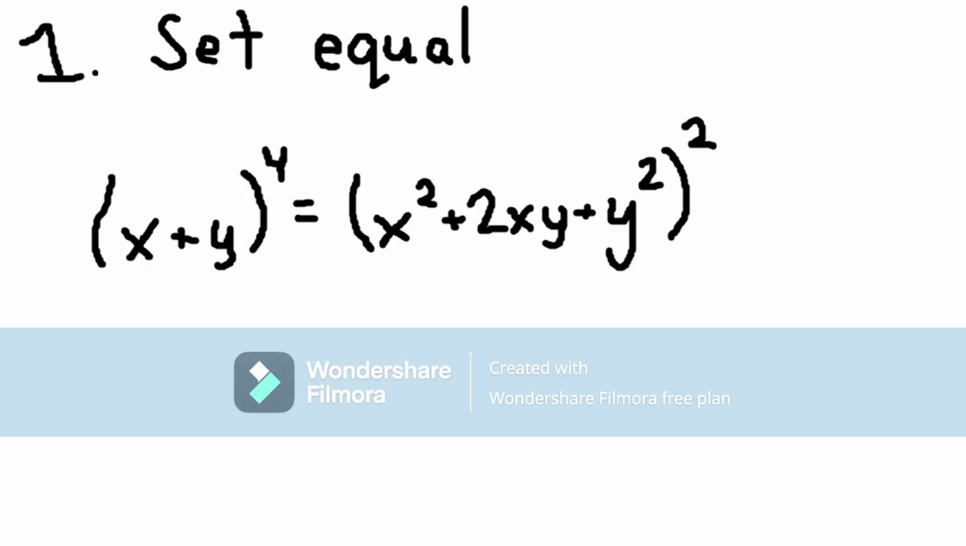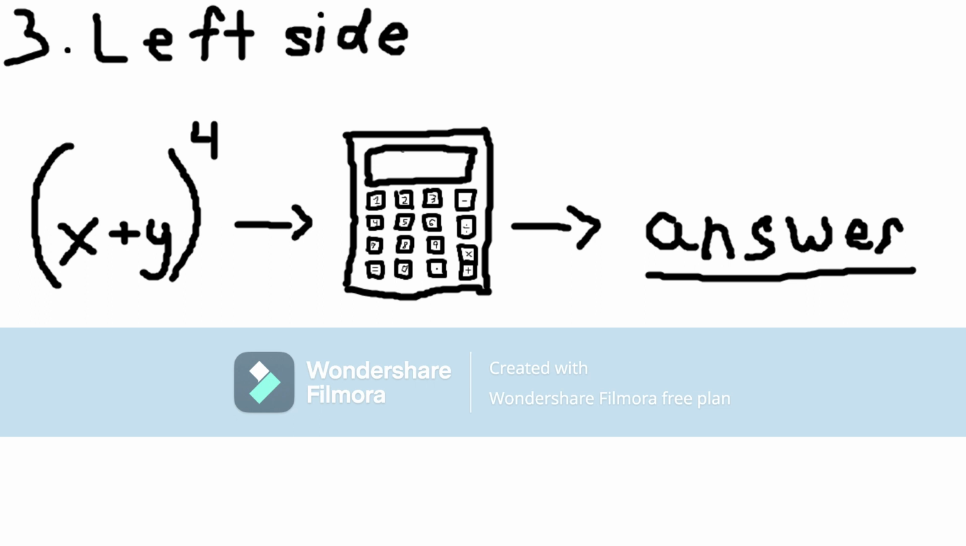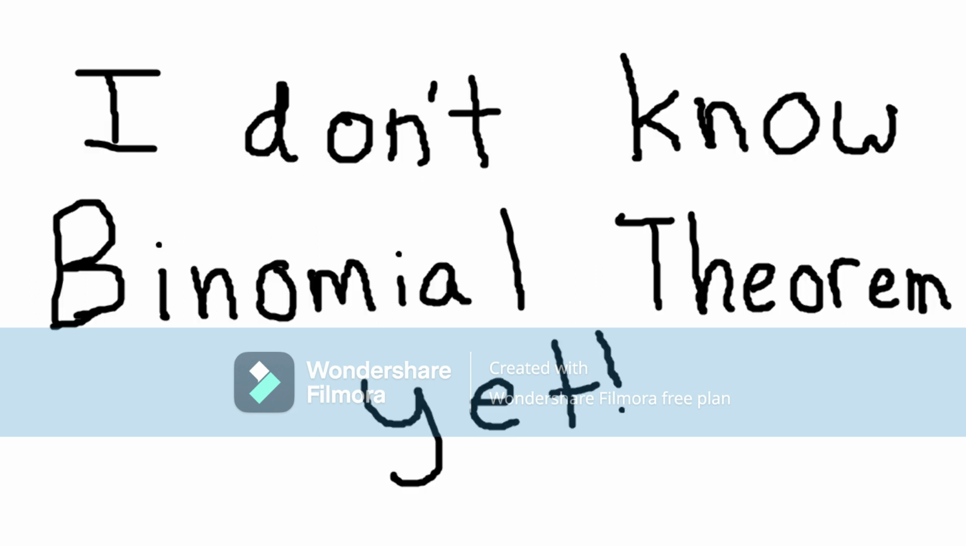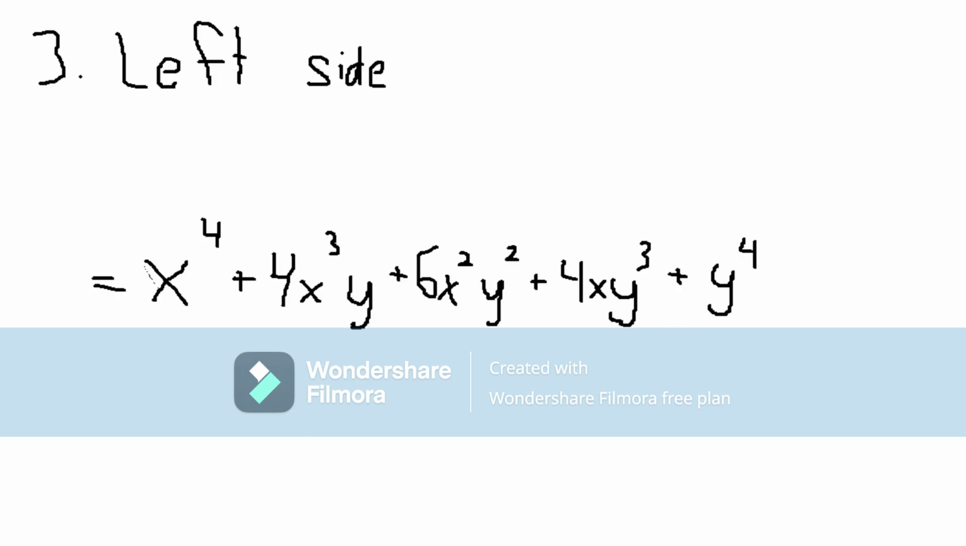We can prove that (x + y) raised to the fourth power is equivalent to a trinomial squared. We can rewrite the right side of the equation as the same trinomial being multiplied by itself. We can simplify the left side of the equation using the binomial theorem. (x + y)^4 becomes x^4 + 4x^3y + 6x^2y^2 + 4xy^3 + y^4.